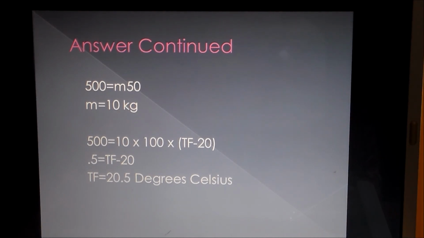Now we plug all those numbers into the second formula, Q equals m Cp delta T, and we should get 500 equals 10 times 100 times, in parentheses, final temperature minus 20 degrees Celsius. Therefore, we simplify, and we get 0.5 equals final temperature minus 20, and then our final answer should be around 20.5 degrees Celsius.